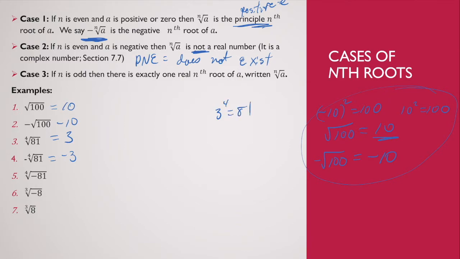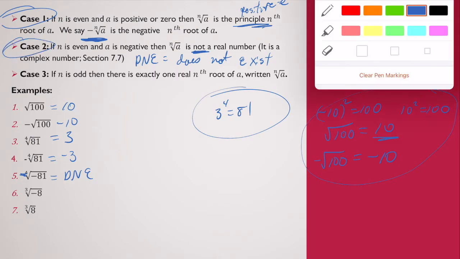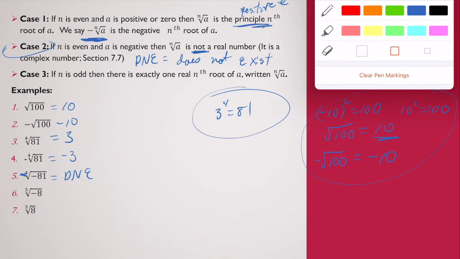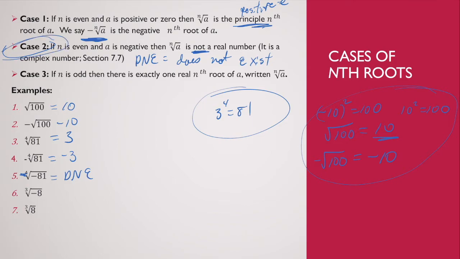Friendly reminder. But if I want to take the fourth root, which is even, of negative 81, that's going to be does not exist because I cannot take, this is case 1, sorry, this is case 2. I cannot take an even root of a negative number. But the cube root of negative 8 is negative 2, and the cube root of 8 is 2.